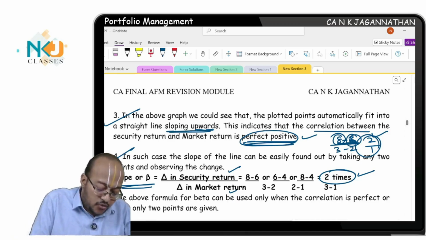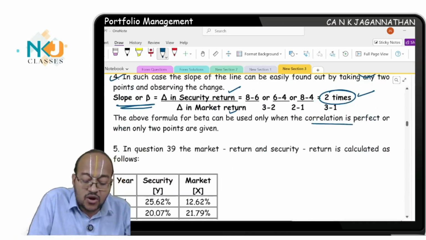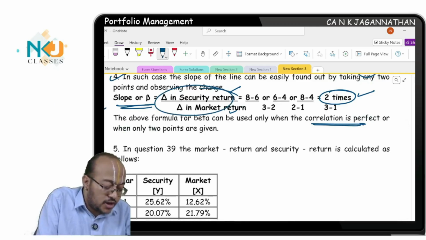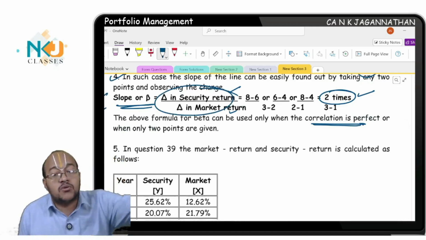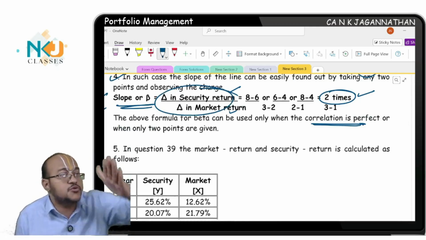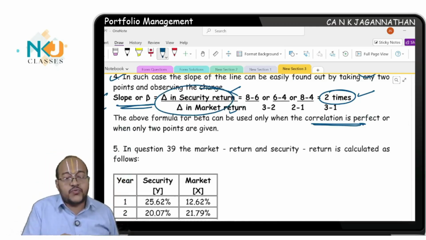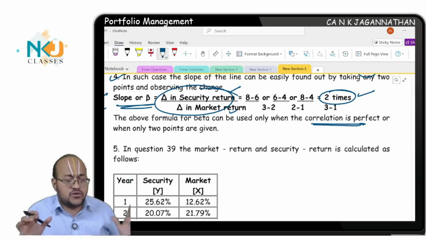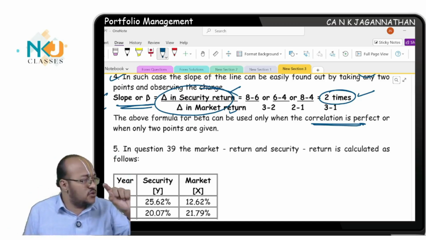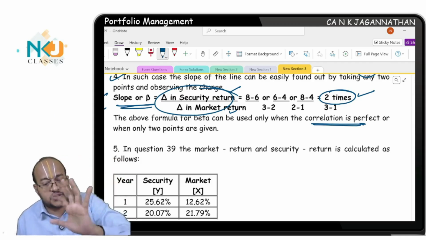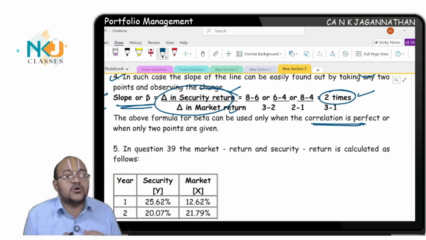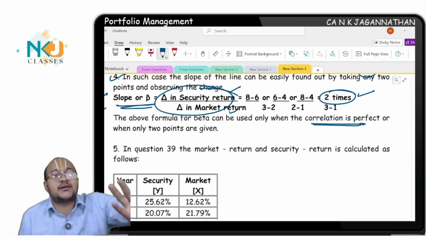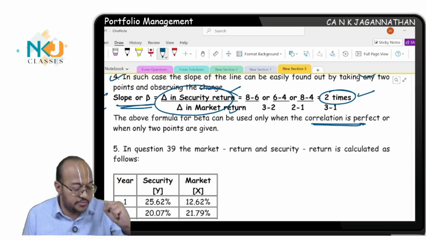The above formula for beta can be used only when correlation is perfect. This formula I told you is nothing but formula number 1. This formula number 1 can only be used when correlation is perfect positive. Can you use this formula when correlation is not perfect positive or perfect negative? Correlation is perfect means it should be either -1 or exactly +1. If it is something in between, you cannot use this formula. It will be scattered. It will be like a curve and not a straight line. Are you listening to what I'm trying to say?